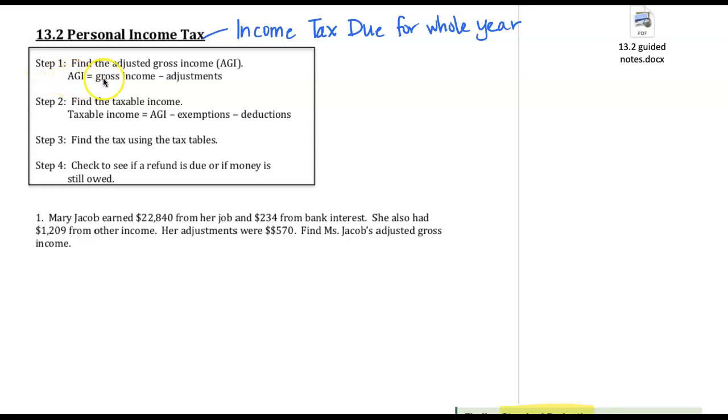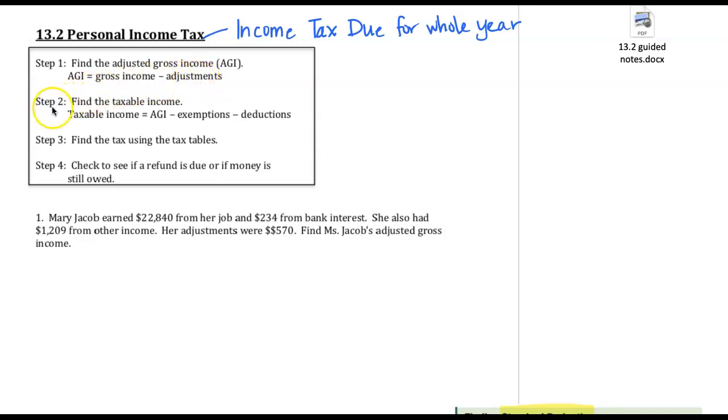Our adjusted gross income is the gross income, both from a job or a bank account, any income that comes in, and then we subtract adjustments. Okay. Adjustments will be listed as adjustments within the questions.